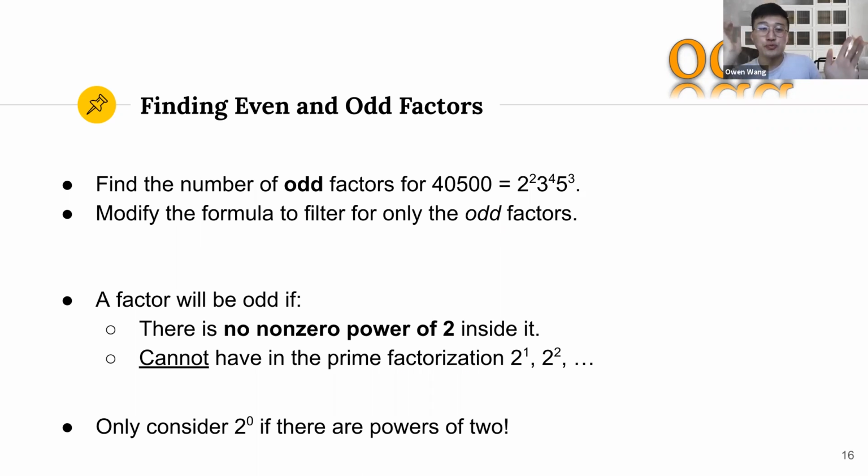So if there's no 2 in a number, you can just pretend there's an invisible 2 to the 0, because 2 to the 0 is 1. Yeah, and proceed like that.